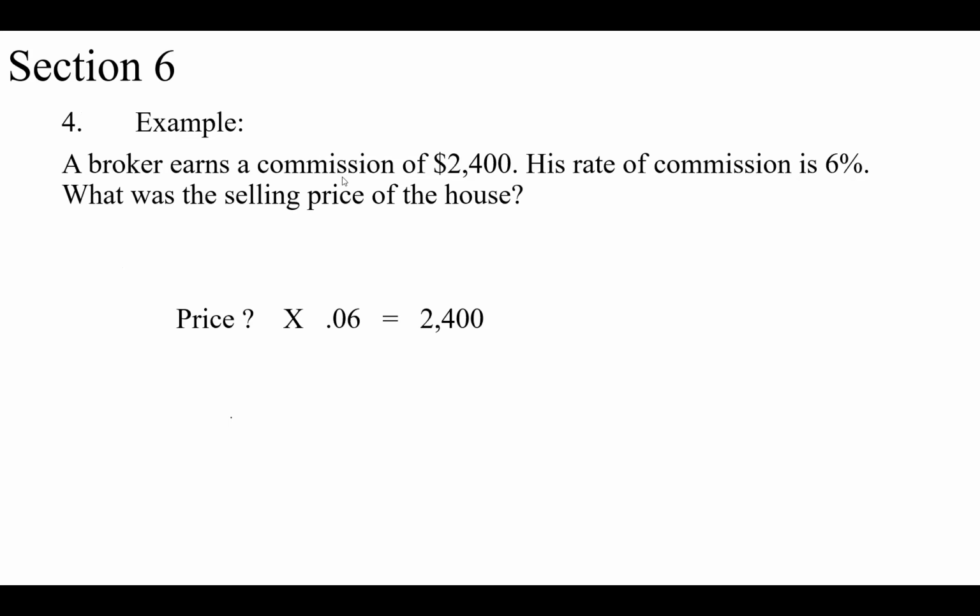A broker earns a commission of $2,400. His rate of commission is 6%. What was the selling price of the house? Now it's asking us what I call a backwards question, because we usually take the purchase price, multiply it by the commission percent, and get the commission. Here it's given us the commission percent of 6% and the dollar amount of the commission. We've got to work the problem backwards to get the price. And I do that using a T-bar.